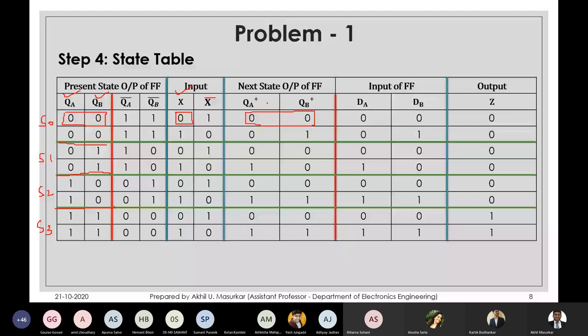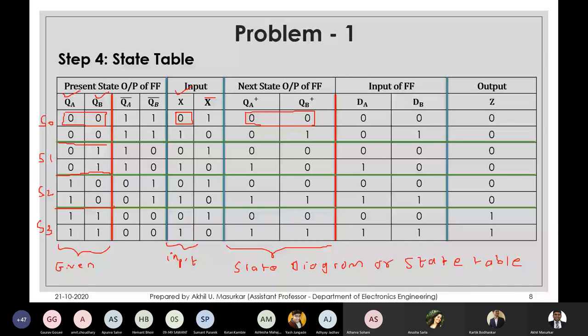These two we will write from the state diagram, or you can write it from the state table. The state table is just a proper explanation of a state diagram. So this is what you will fill using a state diagram or a state table. The first columns are the present states, this is the input, and this is coming from your state diagram.